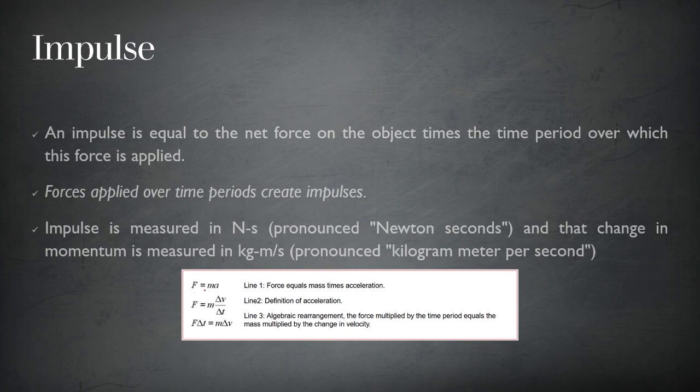Force equals mass times acceleration. Remember that acceleration is equal to the change in velocity divided by the change in time. Cross multiplying the equation, we get force multiplied by the change in time is equal to mass multiplied by the change in velocity.